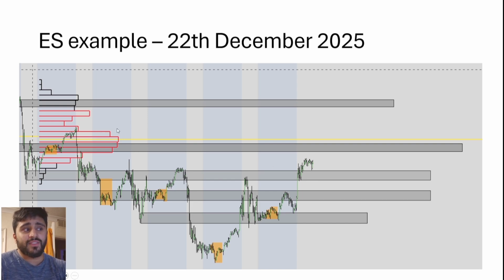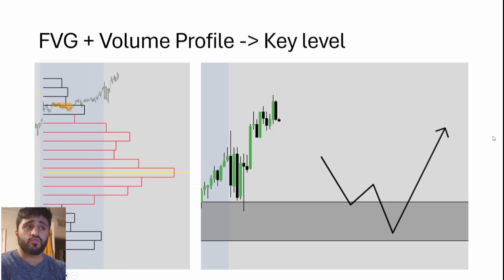I'm interested in this primary zone over here, 6900 to 6910, roughly that region, at or near the POC, the point of control. So fair value gap plus volume profile equals key level. Okay, so now we're going to be focusing on the right hand side. So what's going on inside of here to give the rejection?